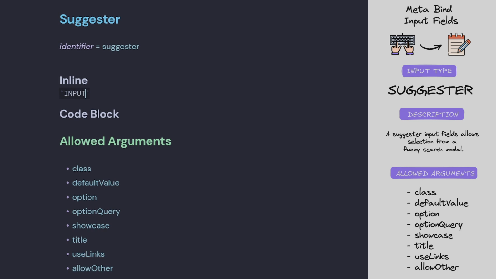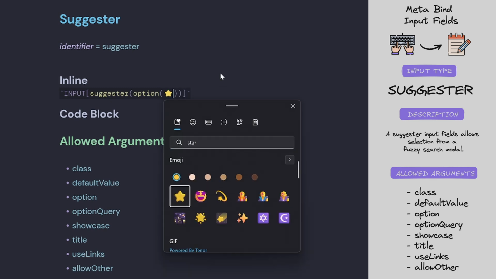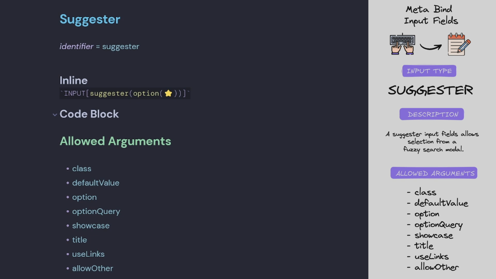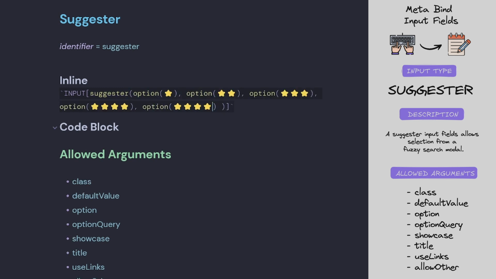We'll add our identifier. So we need to specify some options in our suggester. So we'll put our parentheses, option, then what option we want to use. I might use a Windows key full stop, and I'm going to use just a star here. So 1 star will be my first option. And then I'll just copy this 5 times. So now I have 1 star, 2 star, 3 star, 4 star, and 5 star.